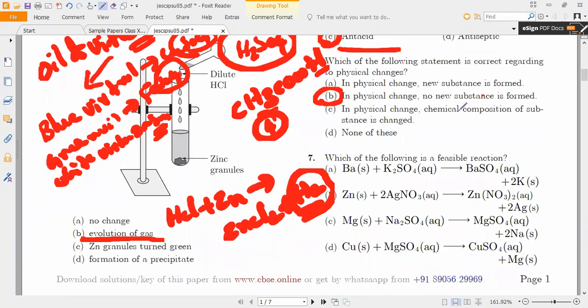Next question. Read. Which of the following is a feasible reaction, they are asking? Option B. What do you mean by feasible reaction? That is, which reaction will take place?